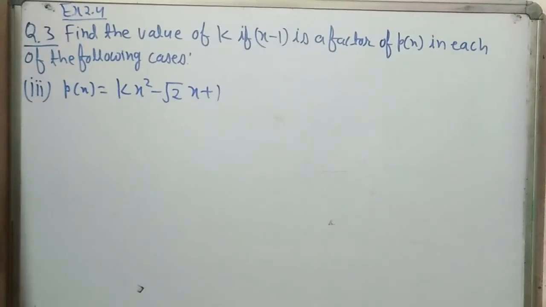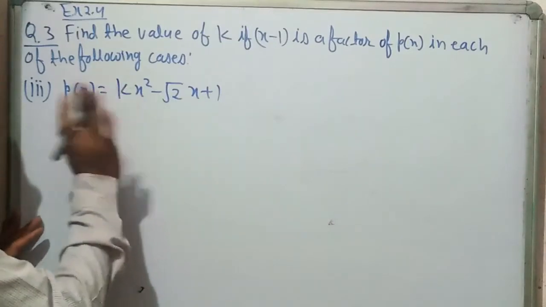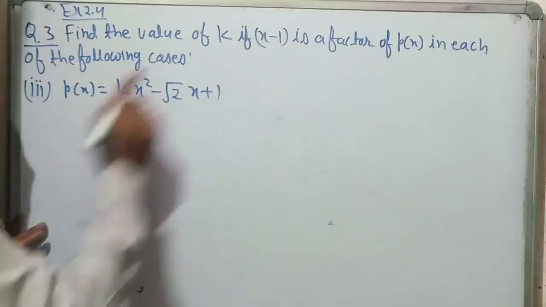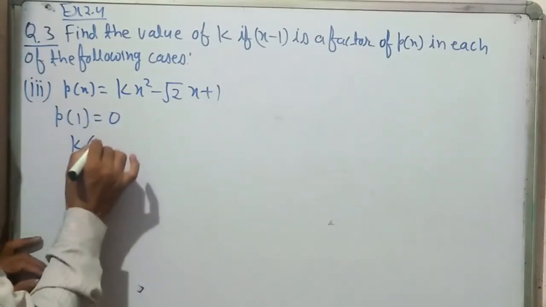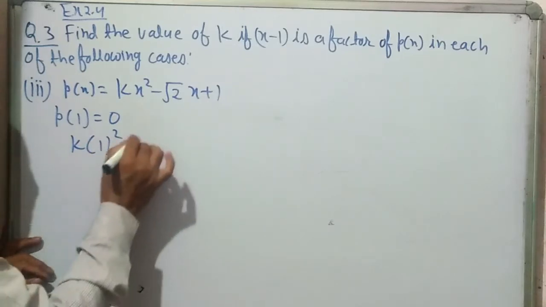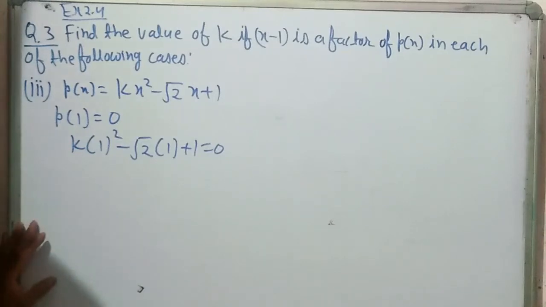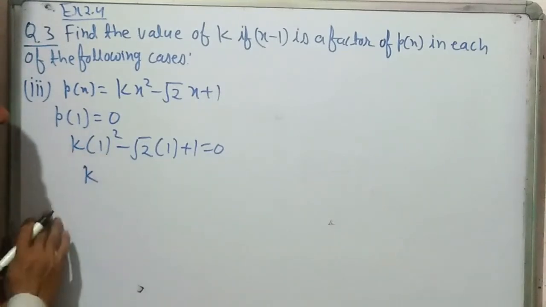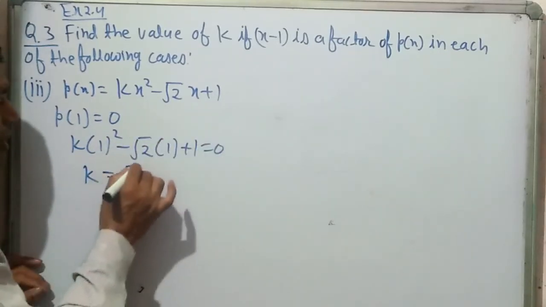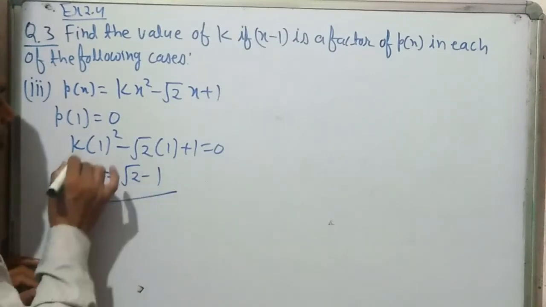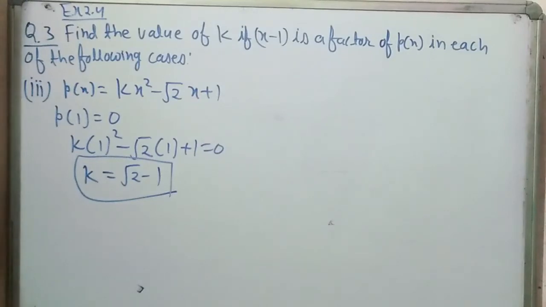The third part, dear students, is k square minus root 2x plus 1. Again, we have to put x as 1. So we directly put p(1) should be 0. That means k multiplied by 1 square minus root 2 into 1 plus 1 should be 0. Root 2 and 1 we can transfer to the other side. We get the value of k as under root 2 minus 1. Right?